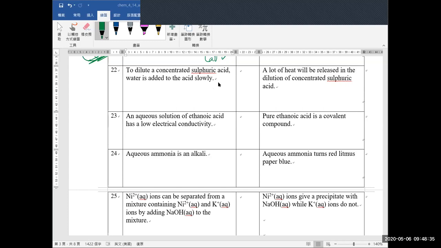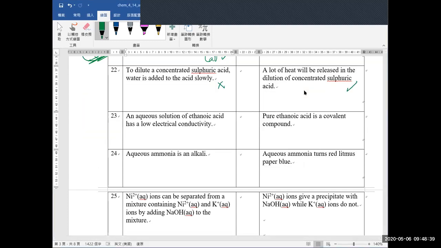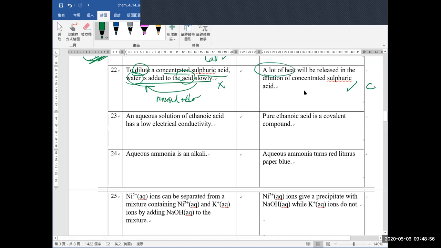It is C, yes, that's right. To dilute the concentrated sulfuric acid, water is added to acid slowly. How wrong is it? The reverse order, remember, the reverse order. The acid should be added to water slowly, because the whole process is exothermic.